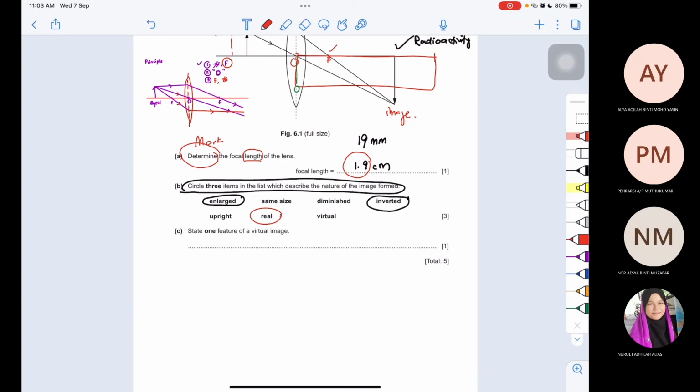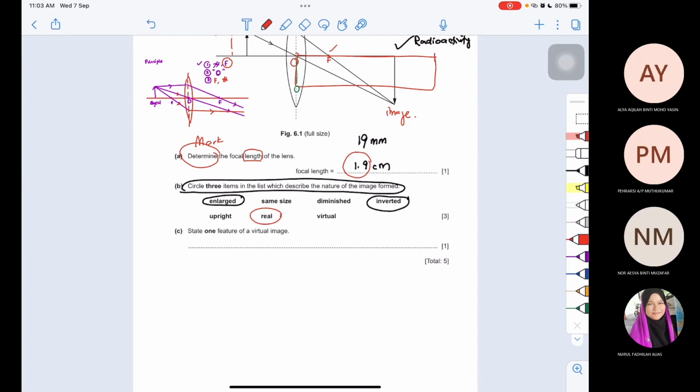Next, final question: state one feature of virtual image. Okay, dia bukan nak tanya awak fahamkan soalan. Nampak kat sini tahun ni punya soalan dia banyak perangkap-perangkap. Dia macam dah biasa soalan tu tapi dia bukan tanya soalan yang biasa.